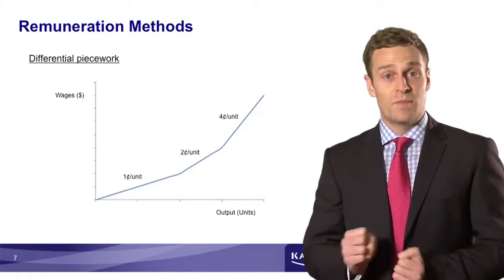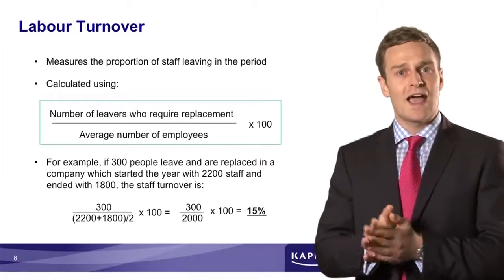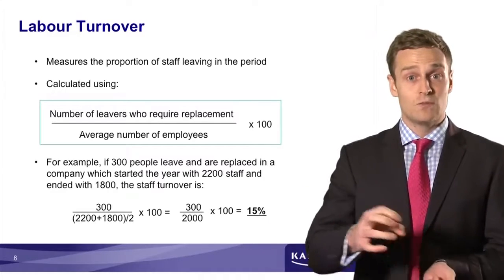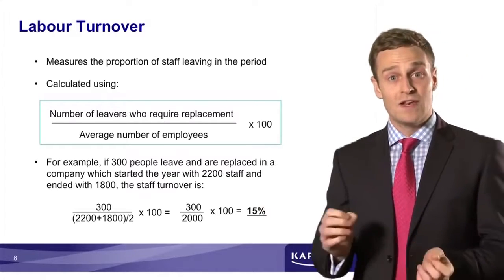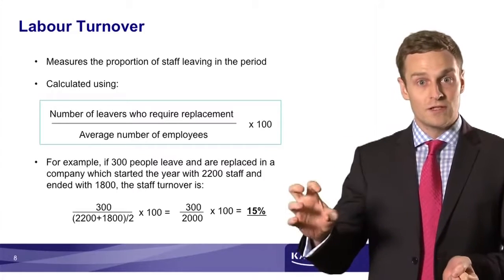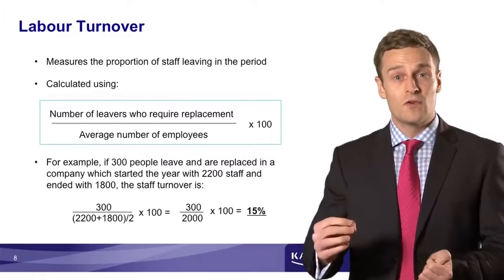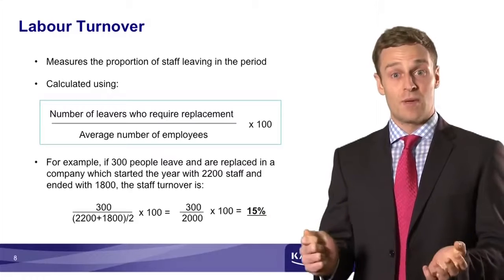So there are different ways of paying our staff. We're now going to look at labour turnover, which is how often our staff are turned over, how often they are getting replaced within our business. So the way to calculate this is to take the number of leavers in the period that require replacement. So if they've been made redundant and the staff numbers have been reduced, we don't need to consider them. It's only staff that require replacement, divided by your average number of staff for that period.